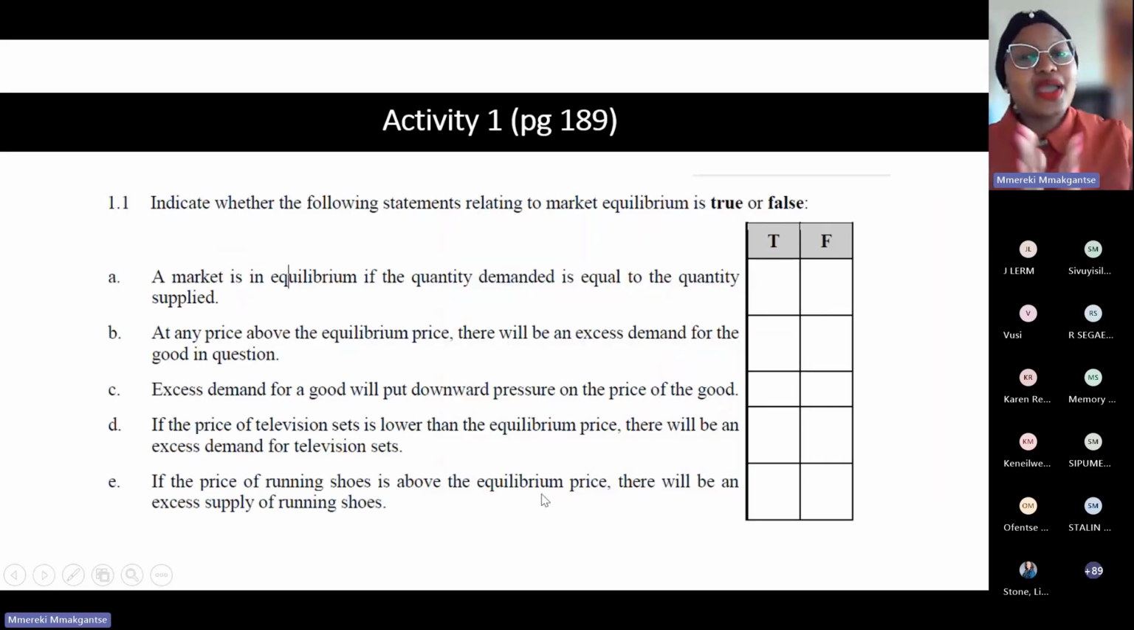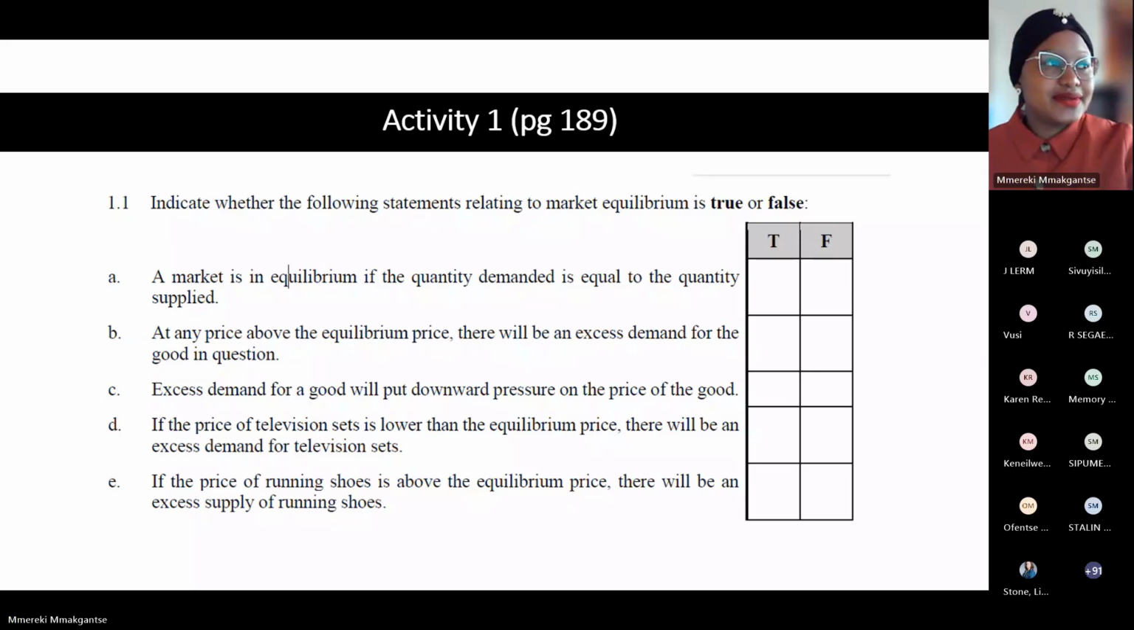Right, now we are doing activity 1 on page 189 of your study guide. I'm giving you guys 2 minutes to do this true or false. We are testing if you understand.